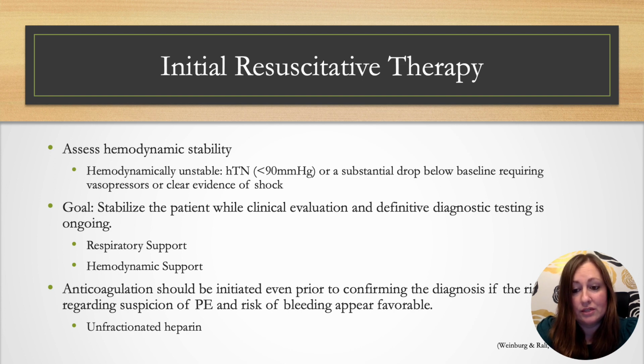The patient also needs to receive hemodynamic support. This is achieved through small volumes of IV fluids, usually 250 to 500 mL of normal saline, and vasopressors if the bolus did not correct the patient's status. Norepinephrine is the generally preferred pressor. Finally, empiric anticoagulation should be initiated as soon as possible if the patient is low risk for bleeding. Patients who are intermediate risks should be considered on a case-by-case basis. Unfractionated heparin is the best choice for initial empiric anticoagulation.